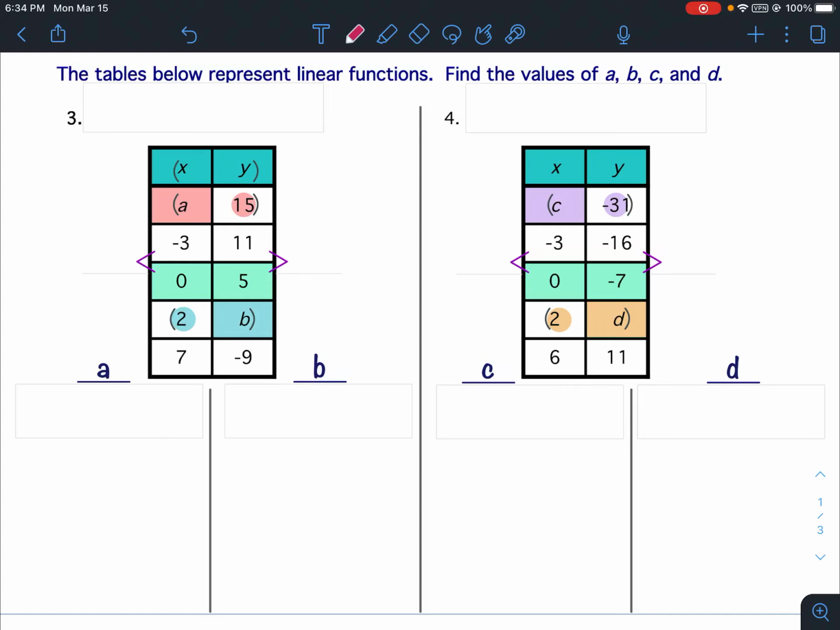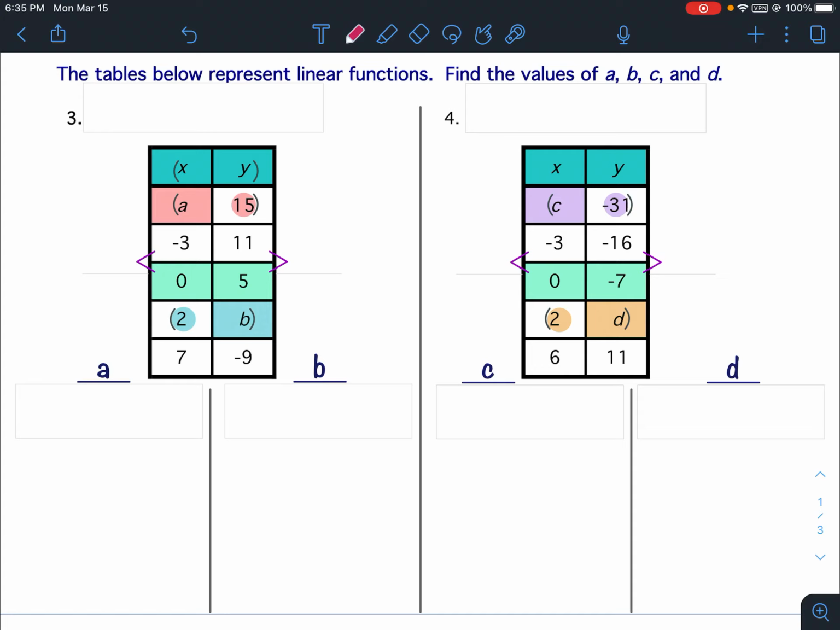Bellwork 14A, questions 3 and 4. 3 and 4 are nothing like we've done before. They're not in the notes, so you want to make sure you're really paying attention to how to do these. The tables below represent linear functions, so we do know that these are linear functions. So the slope would be the same throughout the whole problem. Also, because it's a linear function, it will be of the form y equals mx plus b.